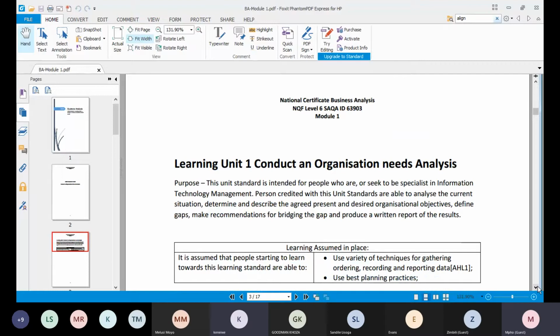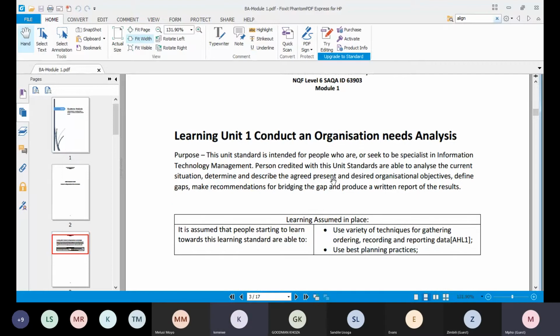So this unit standard is intended for people who are or seek to be specialists in information technology management. A person credited with this unit standard is able to analyze the current situation, determine and describe the agreed present and desired organizational objectives, define gaps, make recommendations for bridging the gap, and produce a written report of the results.